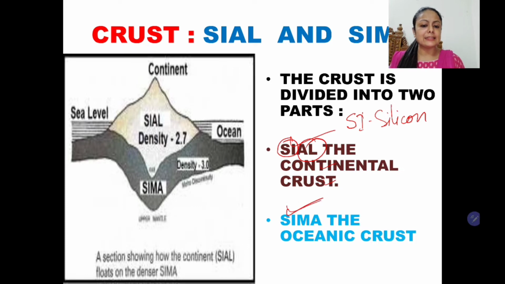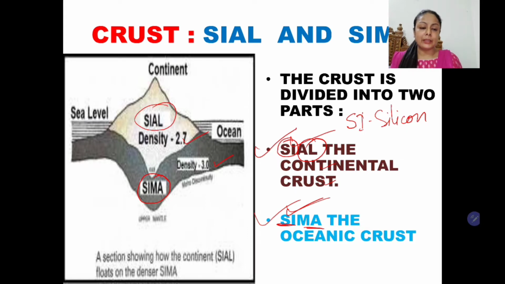And the Sima is the oceanic crust. This is made up of silicon and magnesium. So these are the most common elements that form this layer. So Sial is the continental crust and Sima is the oceanic crust. So the crust has two parts. You can see Sial forming the continent and Sima forming the ocean floor. You can see the difference in density also.